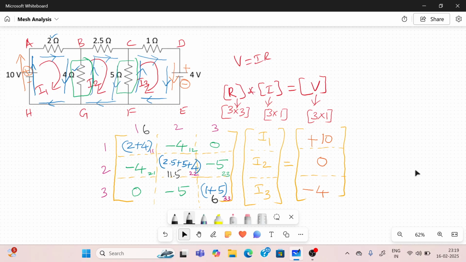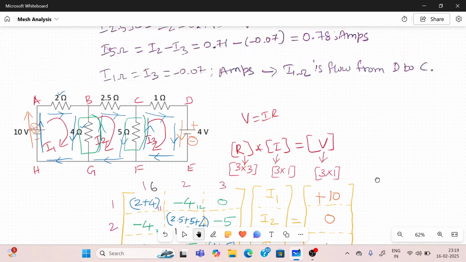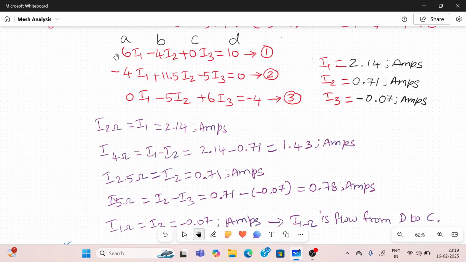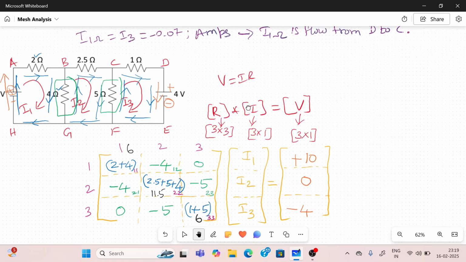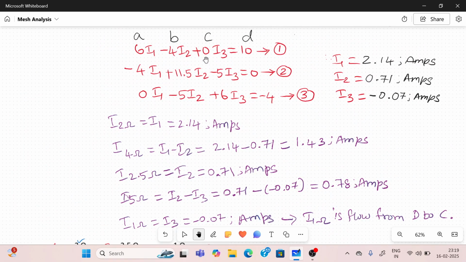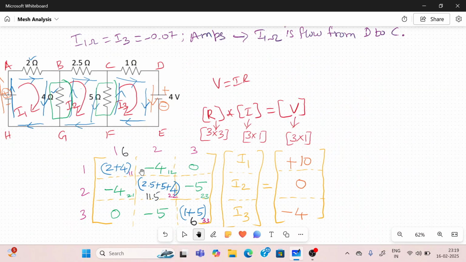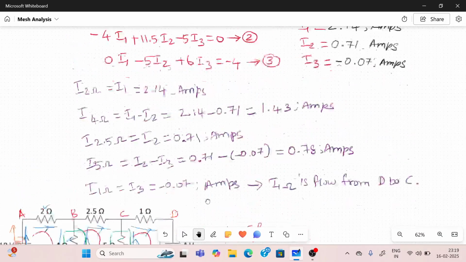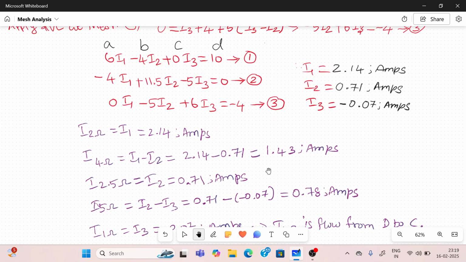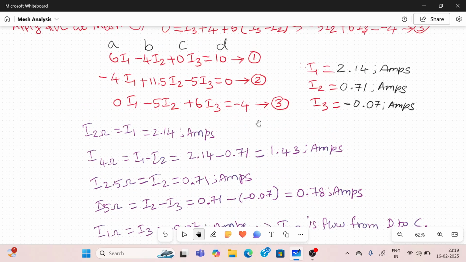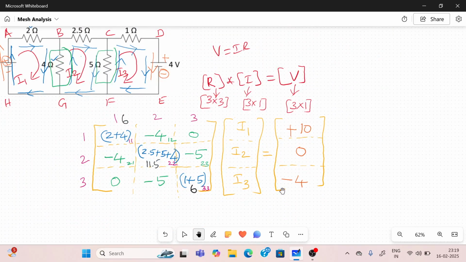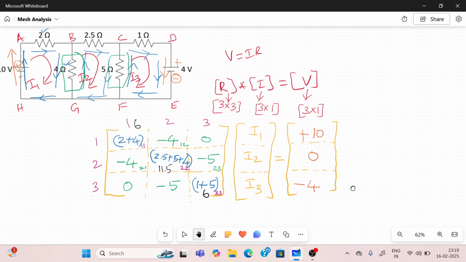You have to check your previous equations, right? 6I1 minus 4I2 plus 0 I3. 6, minus 4, 0, right? The coefficients alone will come. 6, minus 4, 0 and 10. Next, what about the second one? Minus 4, 11.5, minus 5, then 0, right? Similarly, what about I3? The third equation: 0, minus 5, 6, minus 4. The same equation you will get.